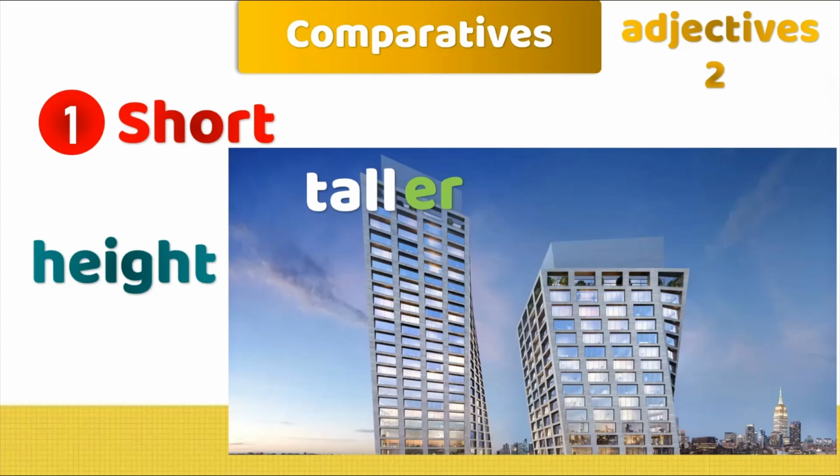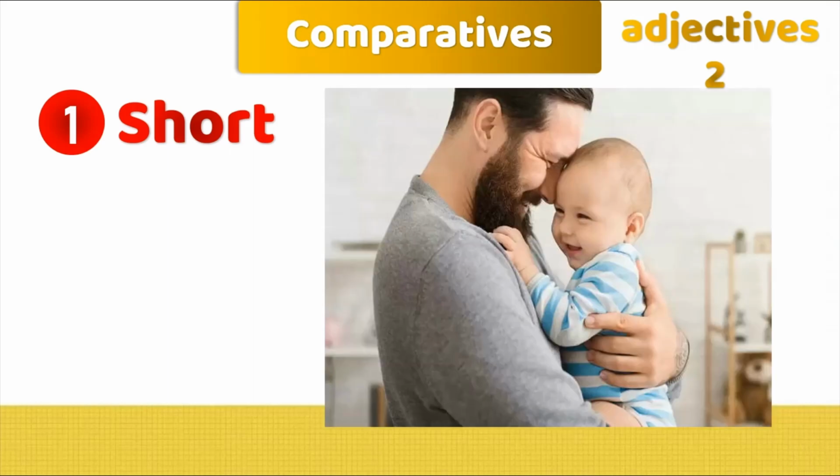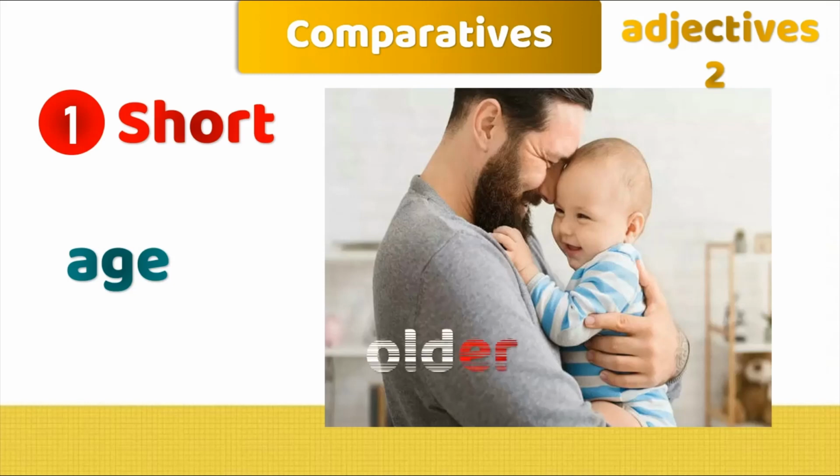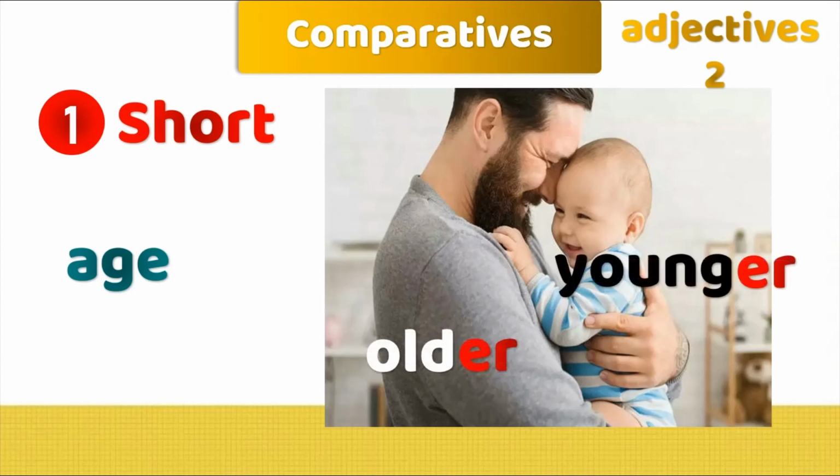And the same goes the other way as well. When we have the short building and we want to compare it to the taller one, we say, the building on the right is shorter than the building on the left. Now let's take another example. See this man and his baby? Say we want to compare their age. Which one is old and which one is young? The man is old and the baby is young, right? So the man is older than the baby and the baby is younger than the man.